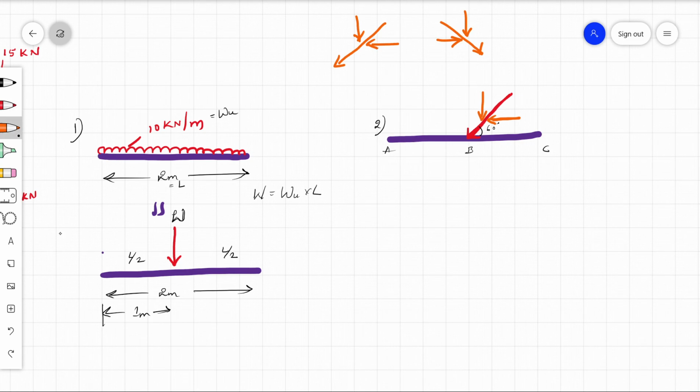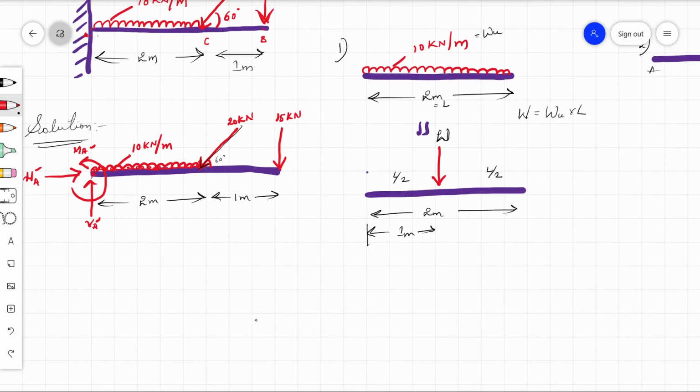So if this is, how much is given, 20 kilonewton. If this is 20 kilonewton, the theta is attached to the x axis, so this is 20 cos 60, and the other one will be the opposite, that is 20 sin 60 degree. Okay, this is what you need to understand.